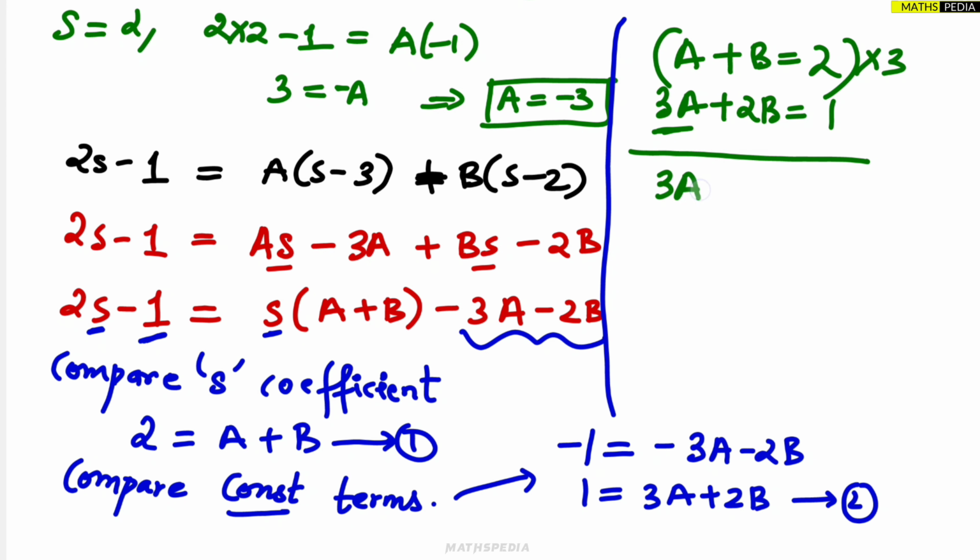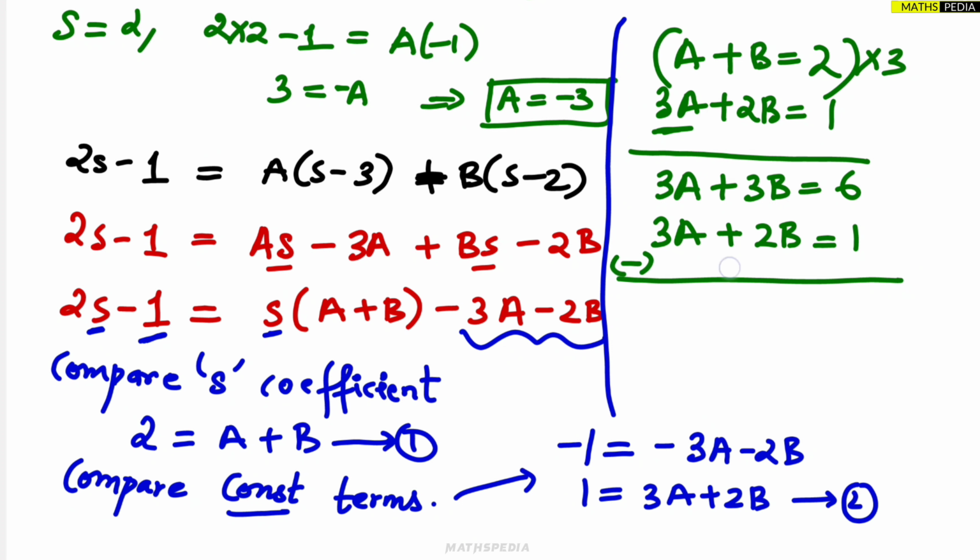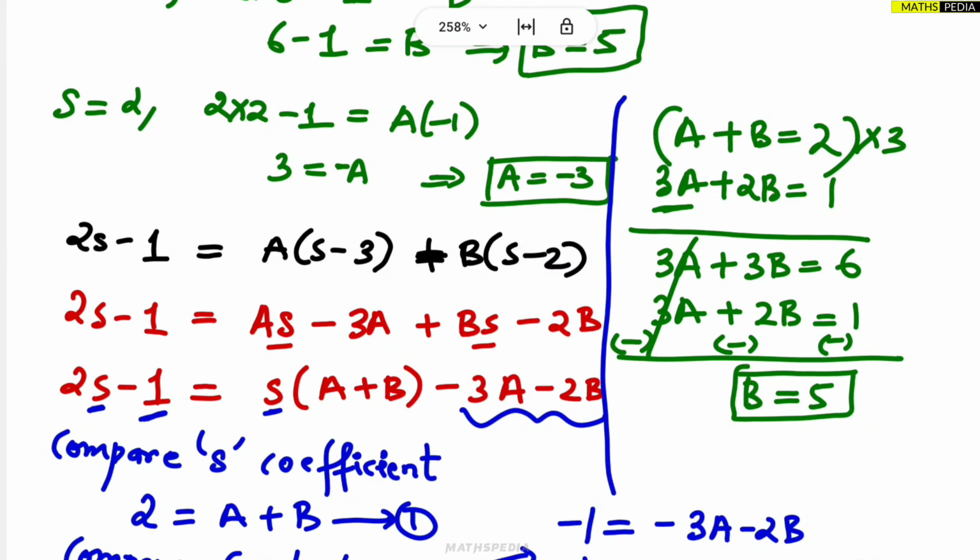So the first equation becomes 3a plus 3b is equal to 6. The entire equation is multiplied with 3. The second equation will remain as it is, no change in that. Now I'll subtract. So what will happen? 3a minus 3a is gone. 3b minus 2b is 1b. So b is equal to 6 minus 1, which is 5. So how much value did I get for b? b is 5.